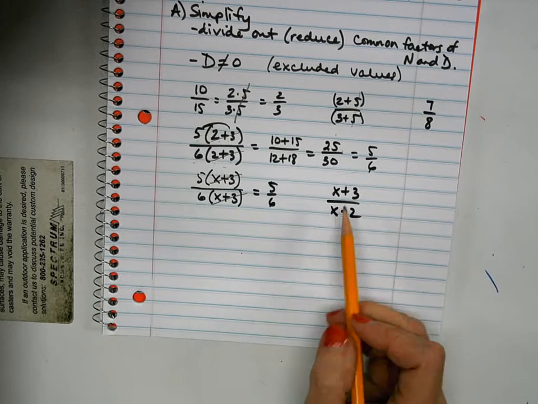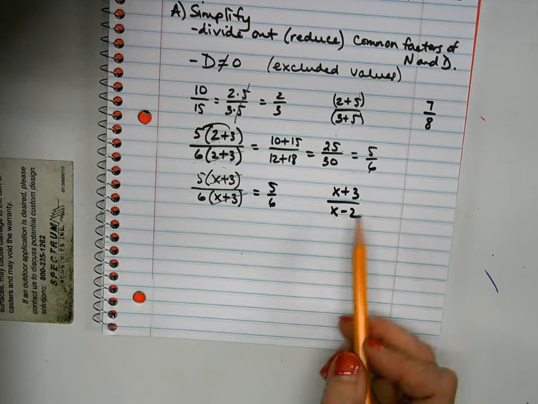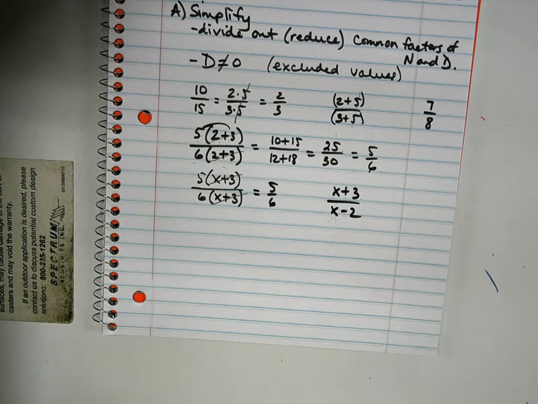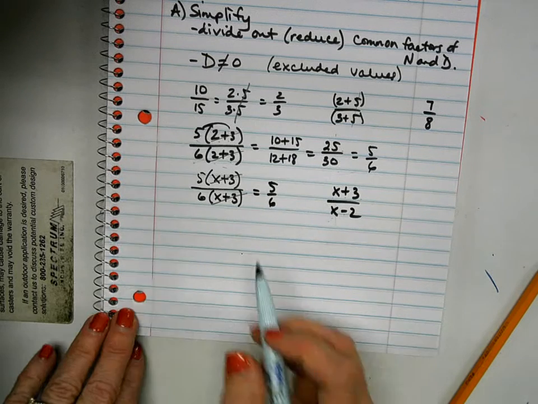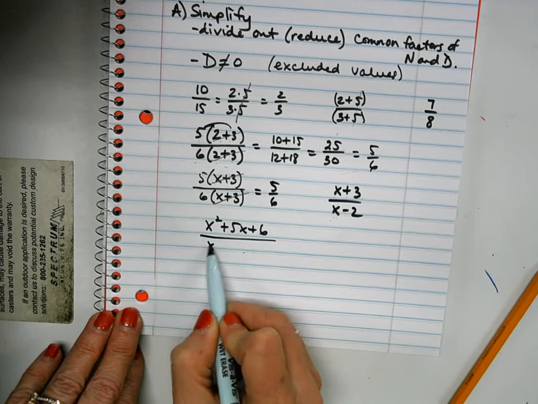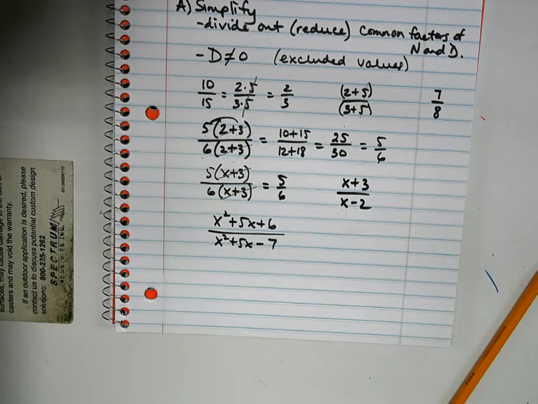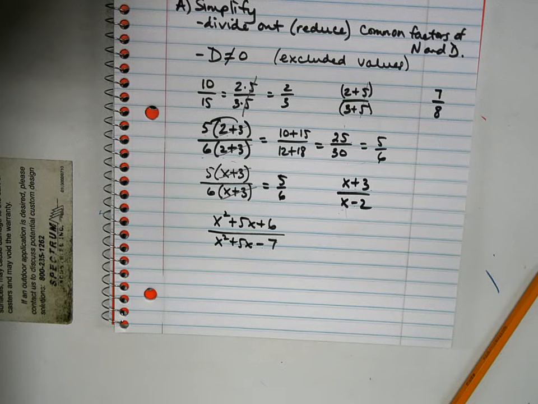No. This plus ties the x and the 3 together. You have to cancel the entire thing. This minus ties the x and the 2 together. You have to cancel the entire thing. And if you had multiples, like if you had x squared plus 5x plus 6 over x squared plus 5x minus 7, I wouldn't be able to reduce anything from that, because that plus and that plus tie all 3 of those together, okay? If I could factor it, though, and get 2 factors where the factors were exactly the same in the numerator and the denominator, then I could reduce.